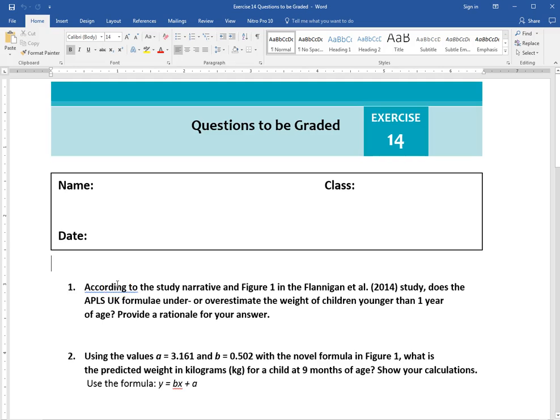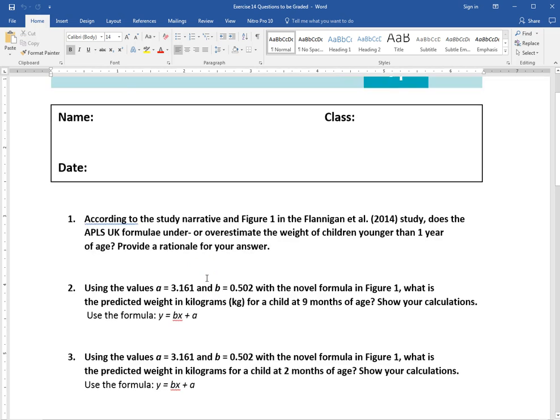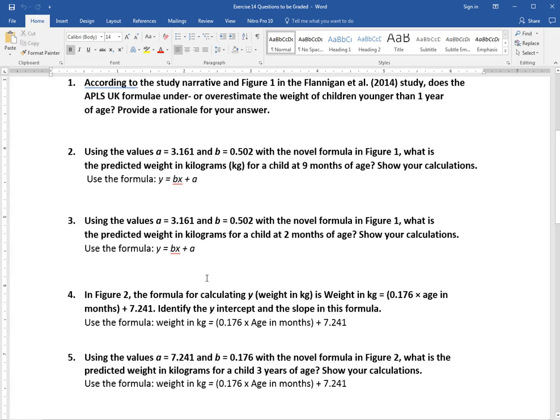I'm going to go over exercise 14 and what you need to do to complete this exercise. So I have the worksheet here that I've created for you to be able to type your answers into. You can also type them in your own document if you would prefer. Let's start with number 1.